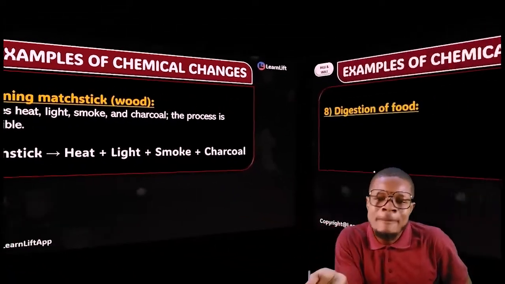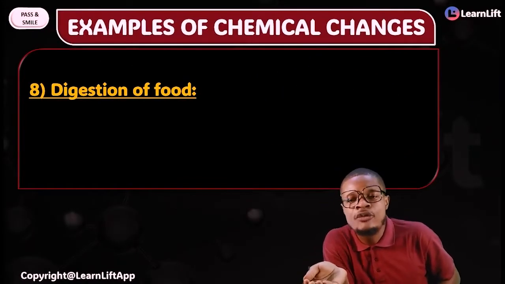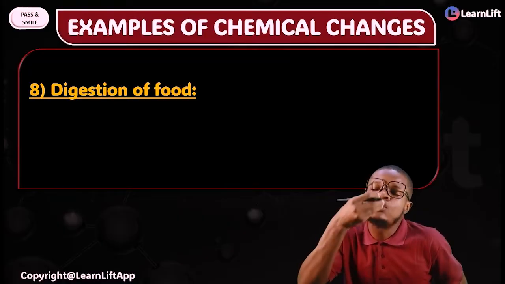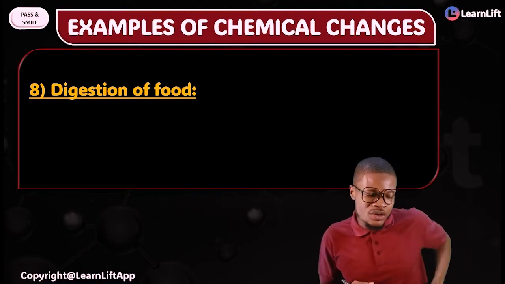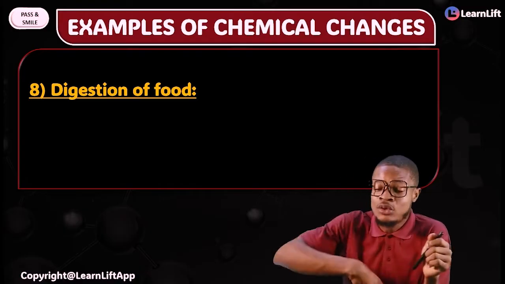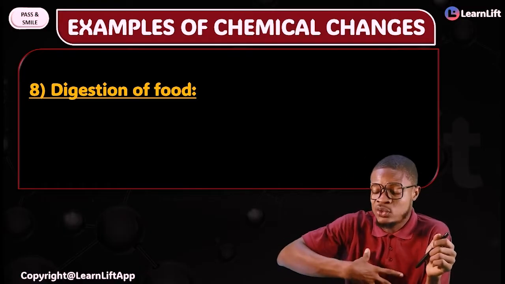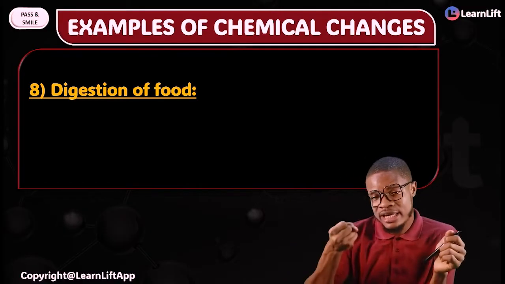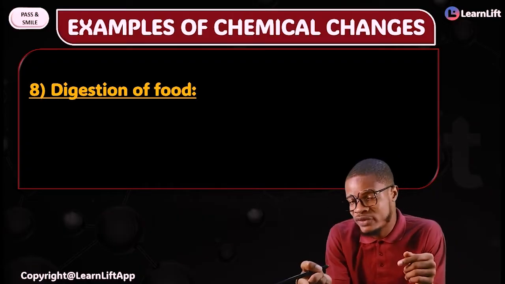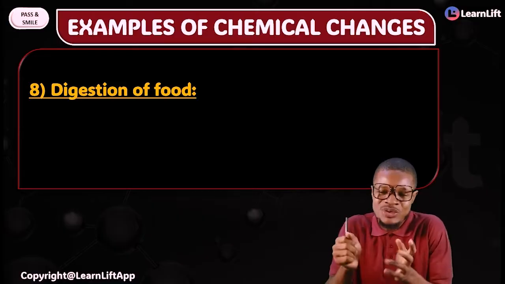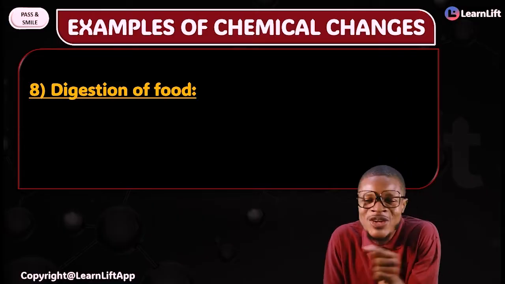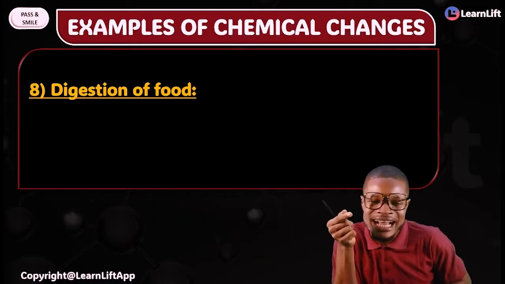Your charcoal. Number 8 example is called digestion of food. You take in food, you swallow it. It undergoes breakdown in the body, and then you release feces. And of course, during that process of breakdown, what will it give rise to? It gives rise to energy, ATP, adenosine triphosphate. Can you combine all of those waste products back to give you your food? It's not possible. So what is that? It is a chemical change.